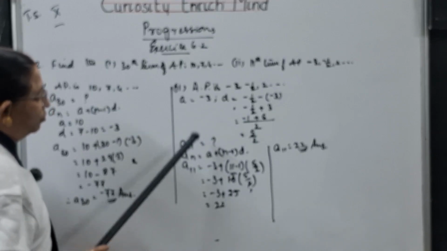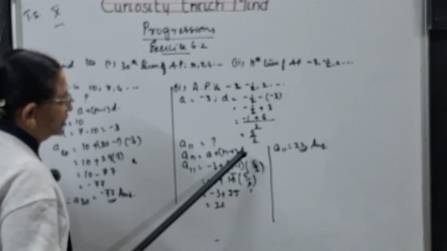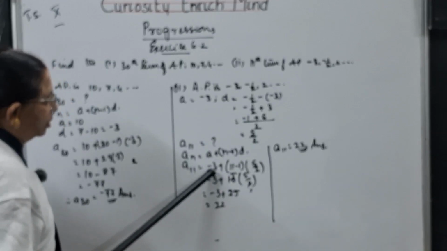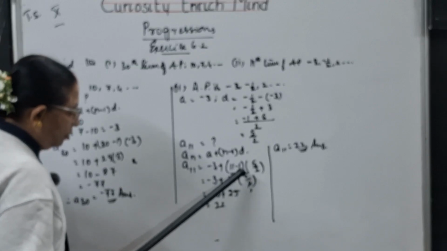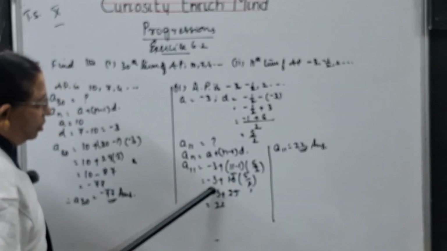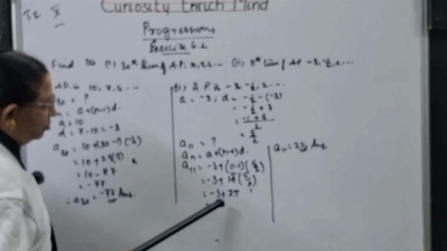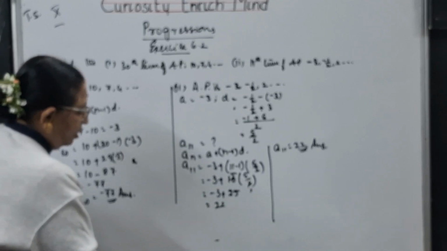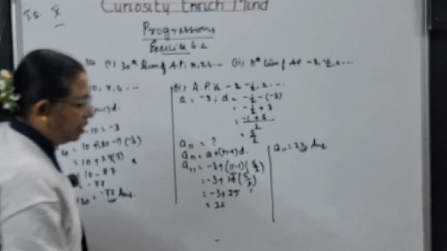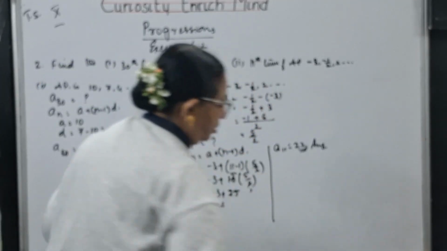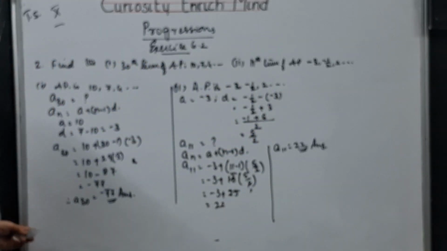So A11 you want. An is A plus (n minus 1) into d. A11 is minus 3 plus (11 minus 1) into 5 by 2. Minus 3 plus 10 into 5 by 2. 2 fives are 10, so minus 3 plus 25, that is 22 is the answer, children. Please note it down. That's the second problem.